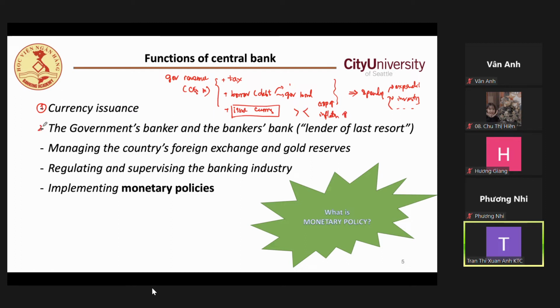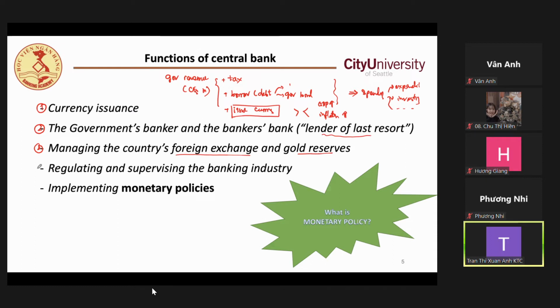The second role or function here is as the government's banker and the lender of last resort, which I just mentioned before. It means that the central bank is the last to lend to the commercial bank in the case of bankruptcy, or in scenarios where the commercial bank has no ability to repay money to clients. The central bank also manages the country's foreign exchange and gold reserves. So that belongs to the nation's reserve.